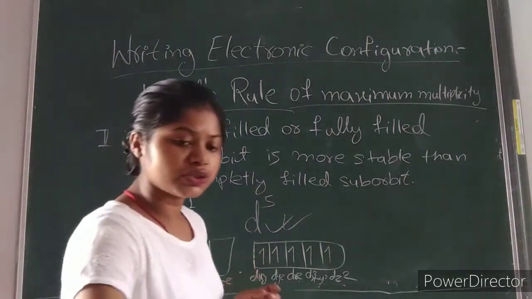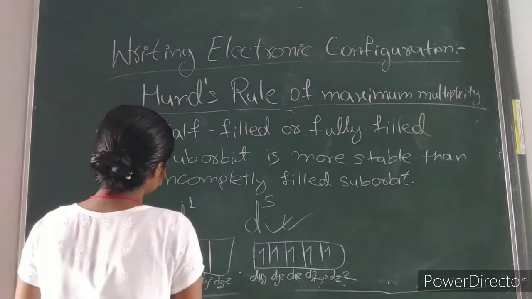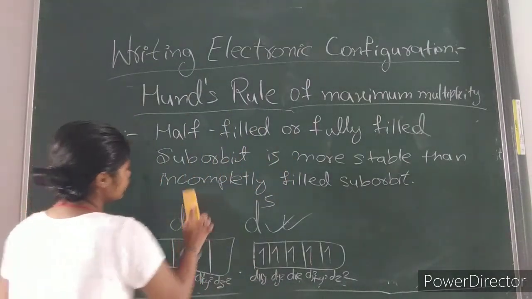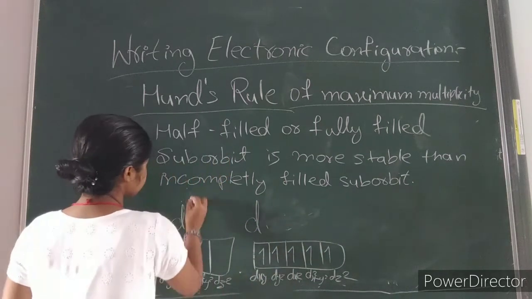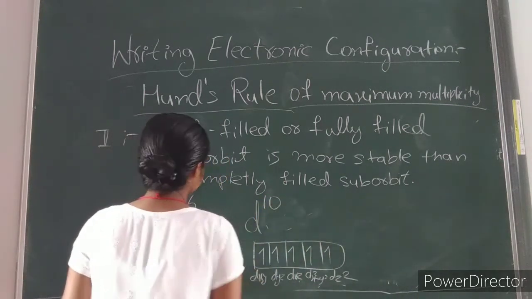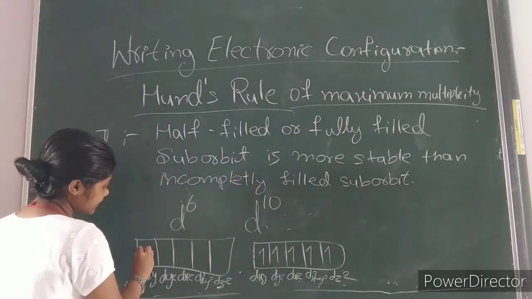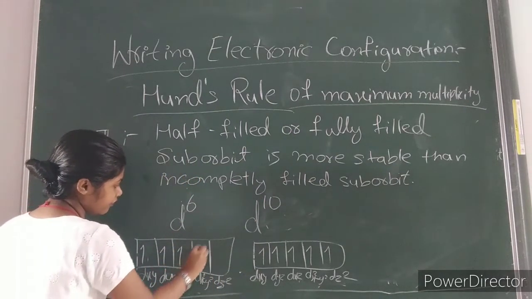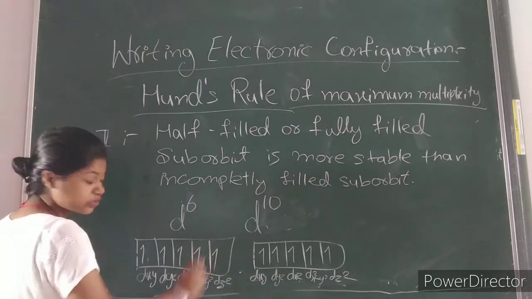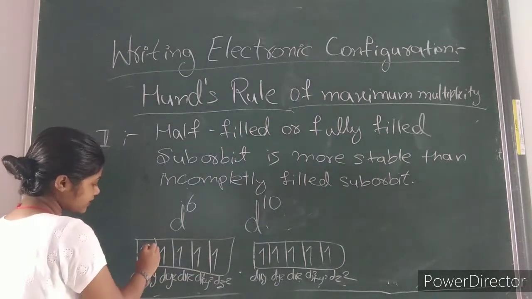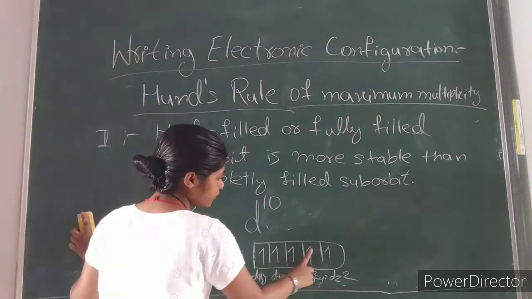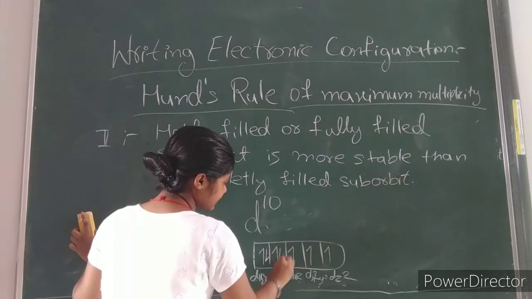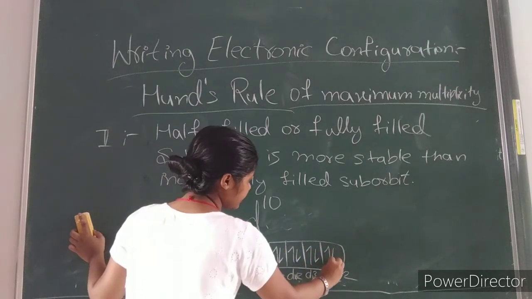Okay, and you can see the same case in D6 or D10 as well. So let's put here D6 and D10. Here by putting the electrons, 6: 1, 2, 3, 4, following Hund's rule, 5, now 6, pairing will start from 6, done. Now 10: 1, 2, 3, 4, 5, 6, 7, 8, 9, 10.